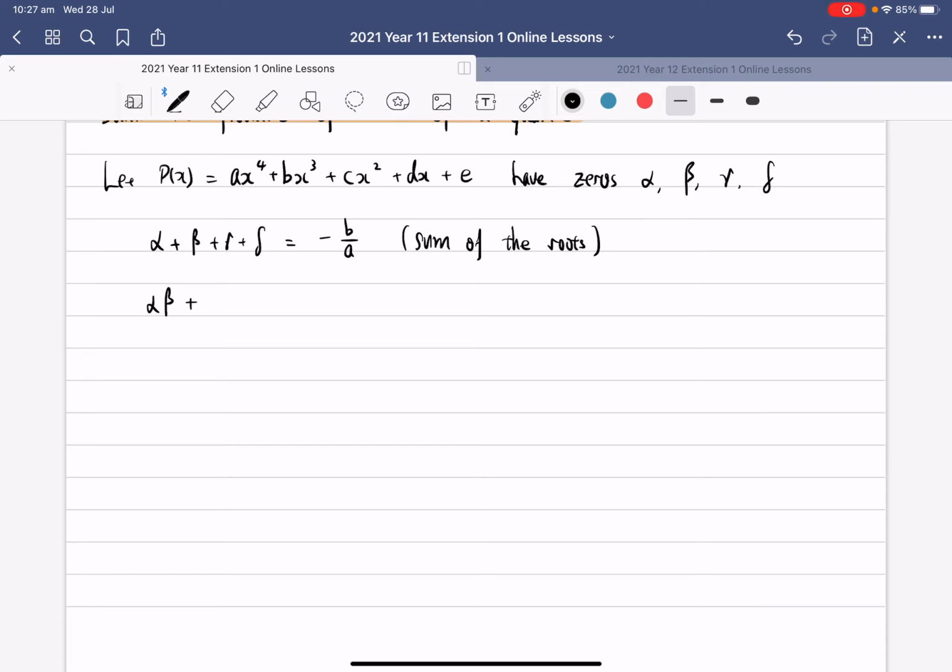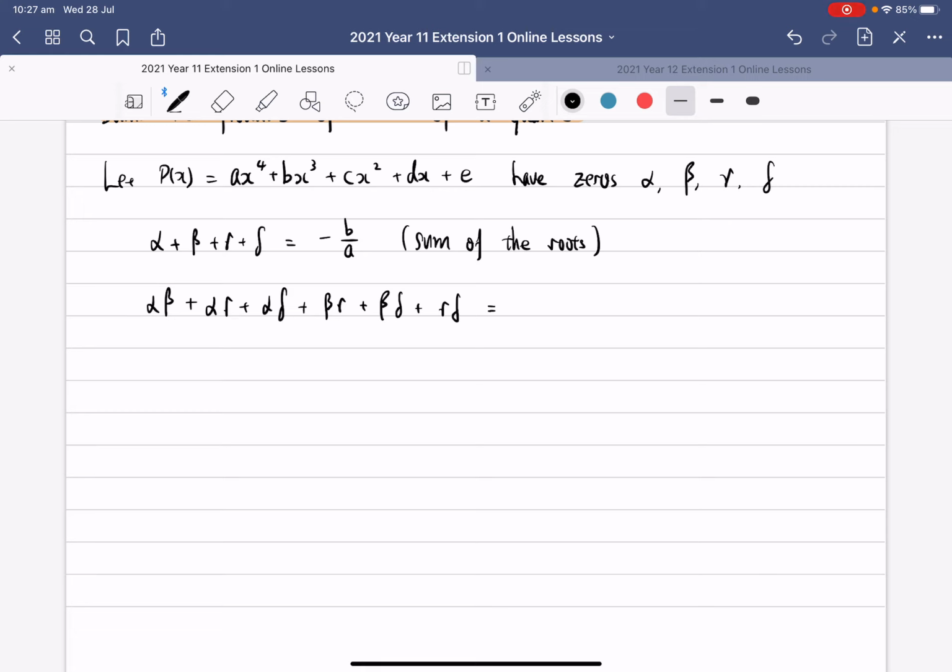So please do it this way. Alpha beta, alpha gamma, alpha delta, and then you move on to beta gamma, beta delta, and the last one is gamma delta. So you should have 1, 2, 3, 4, 5, 6 terms. Keep in mind you should have 6 terms. If you don't, something's not right.